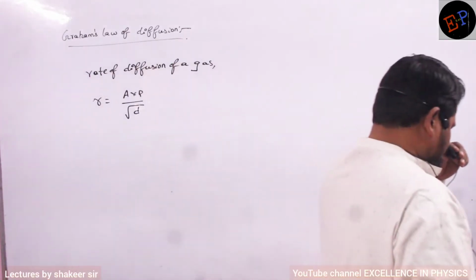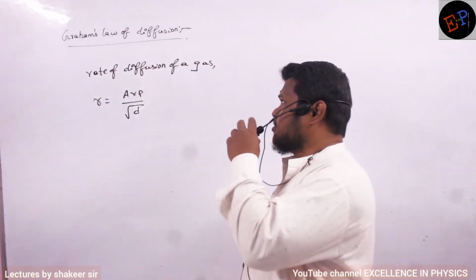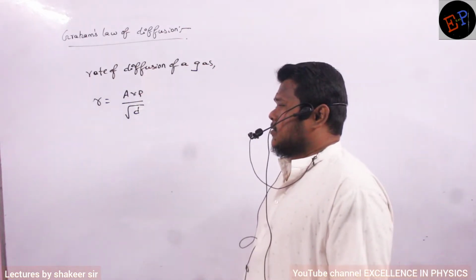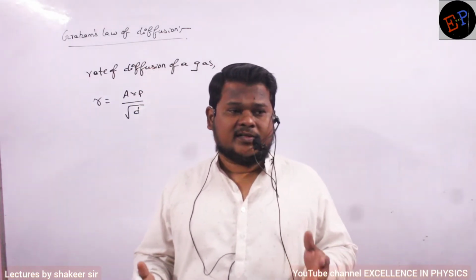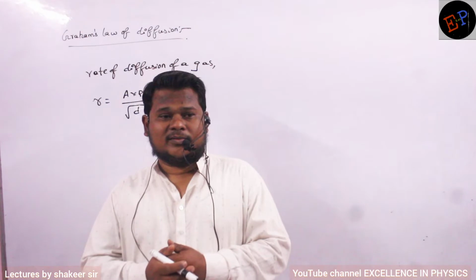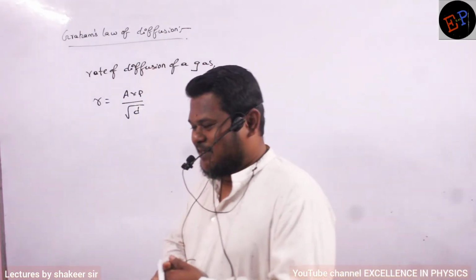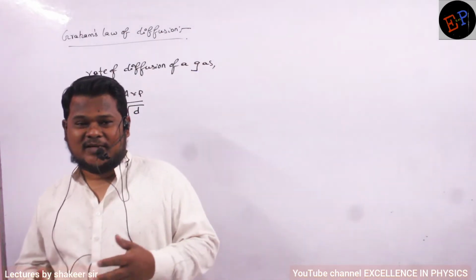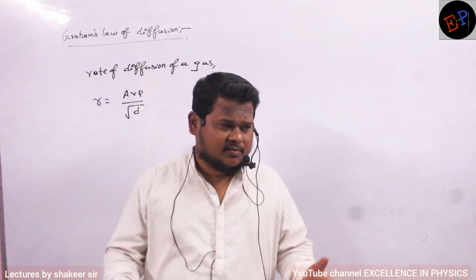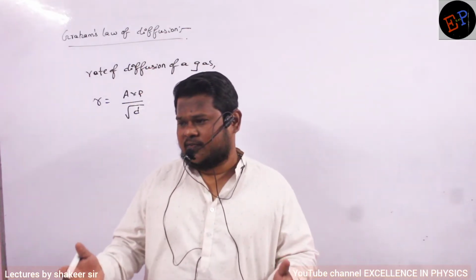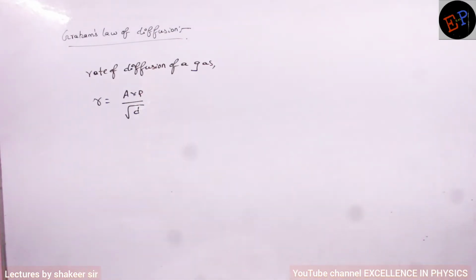So after Dalton's law of partial pressure, the next concept which we are studying is Graham's law of diffusion. So what is meant by Graham's law of diffusion? See, any gas, if it is at a higher concentration, then always it tries to flow from higher concentration to lower concentration, so that the density of the gas, or you can say concentration of the gas, or pressure of the gas reduces. So that process is called diffusion of a gas.